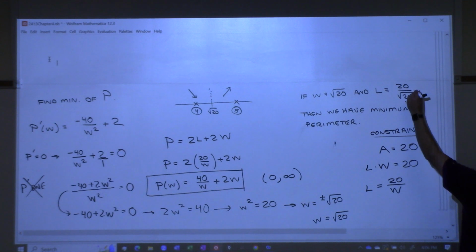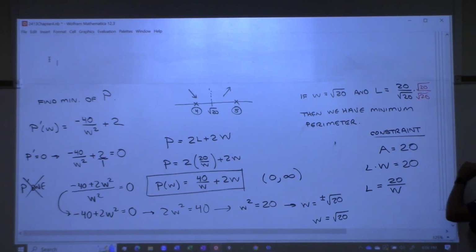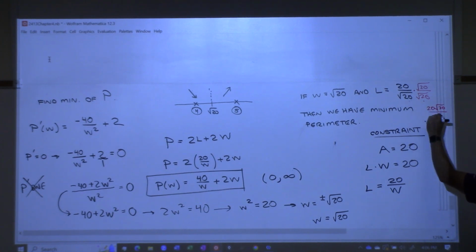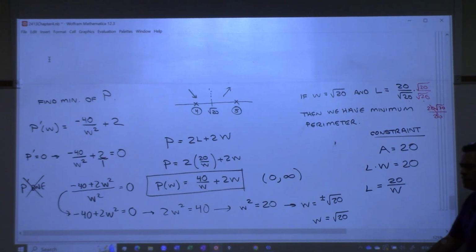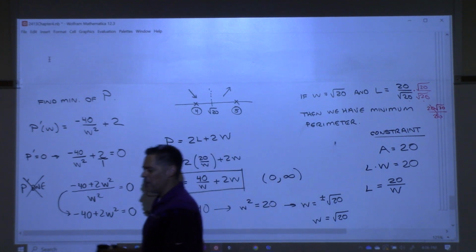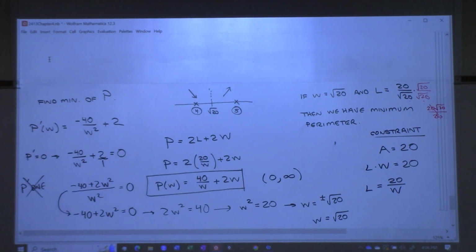If I rationalize this, what happens? On the top you get 20 root 20, and then on the bottom you get 20, and the 20s cancel, so it's root 20. It's one of those weird things with roots that 20 over root 20 is actually root 20. It just looks weird. But for this problem, if it asks you to find the biggest perimeter, you can't do that because it goes to infinity. Very good.